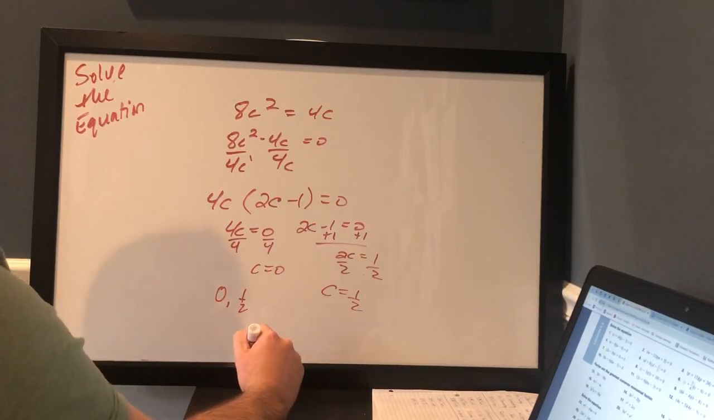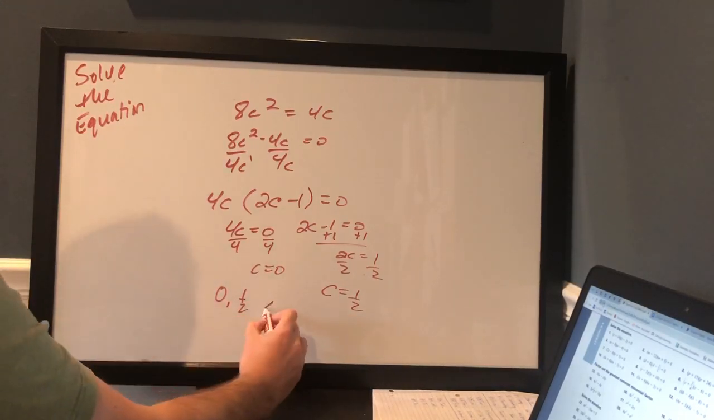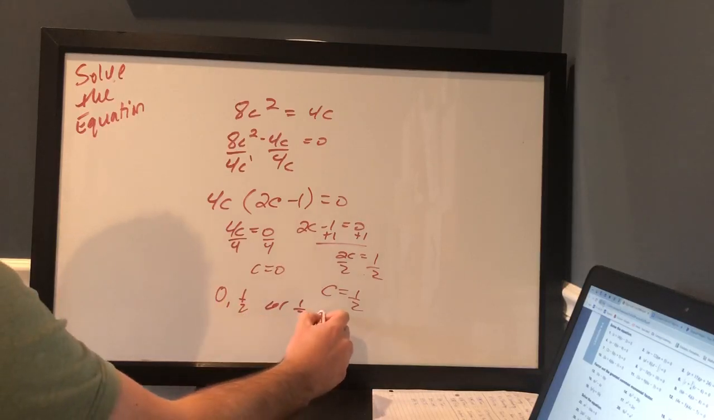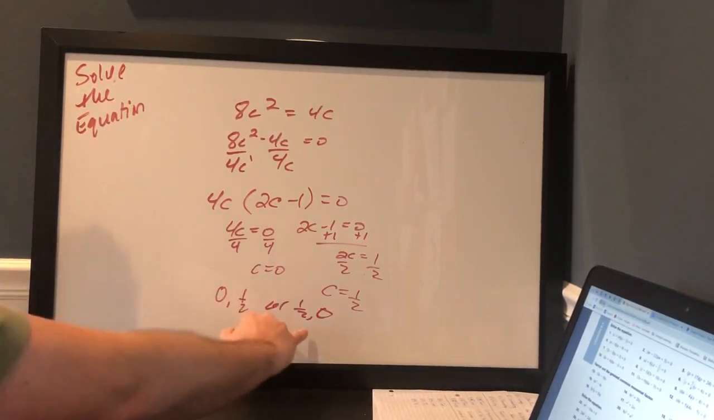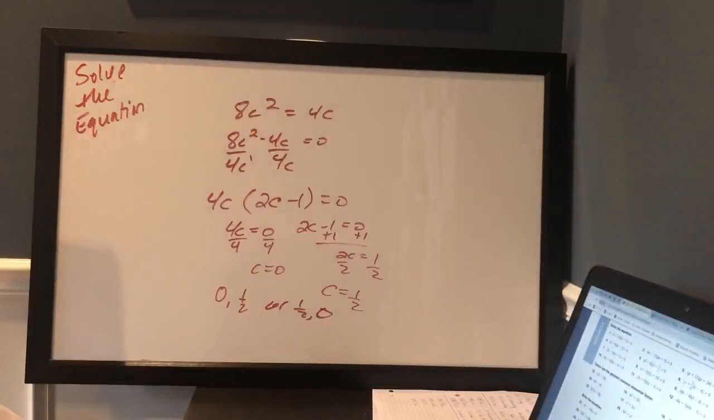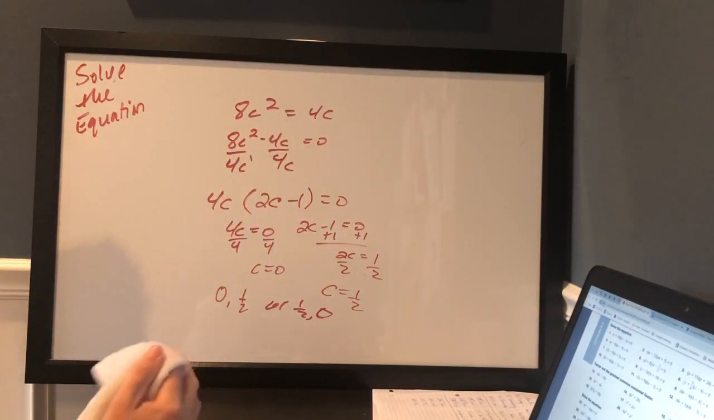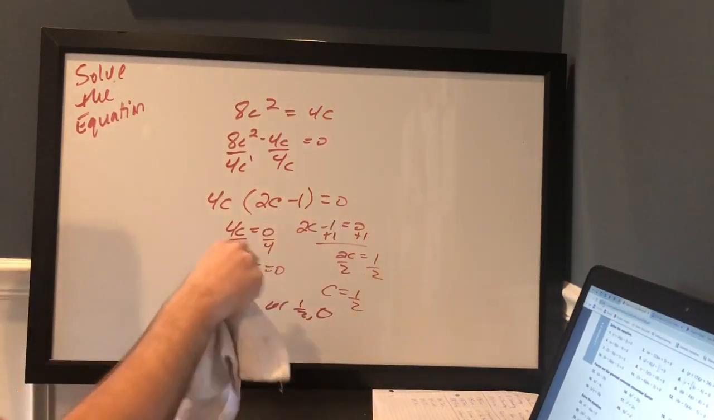Again, do not put 0.5, all right? We're going to use 1/2. So you can write 0 comma 1/2 or 1/2 comma 0 as your answer. Either one I'll take. You do not put both of them in. All right, guys, remember, you want to get this to where it's all equal to 0, factor out the greatest common monomial factor, and then set both factors equal to 0 and solve.